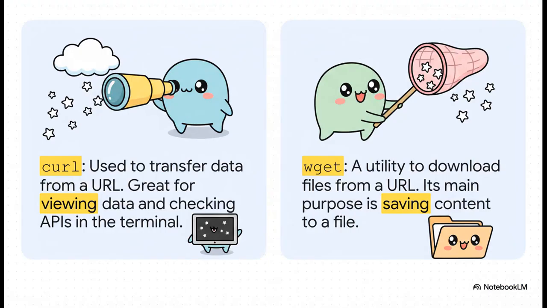Now, when you're grabbing data from the network, you've got two main tools, curl and wget. The dead simple way to remember the difference is this. Curl is for viewing. You use it to check an API status for your health script right on the terminal. Wget is for saving. Its whole job is to download a file and put it on your disk. View versus save. Simple as that.